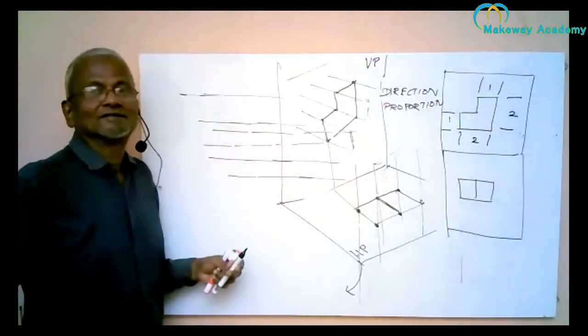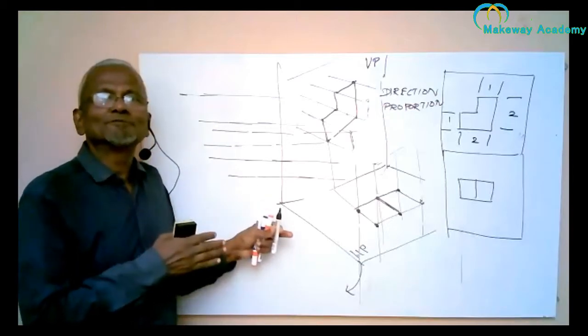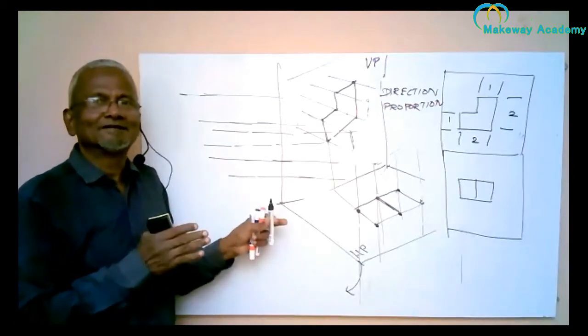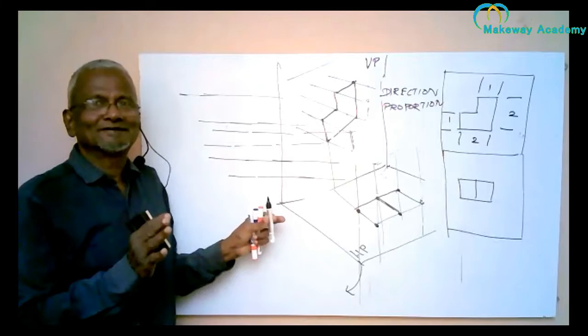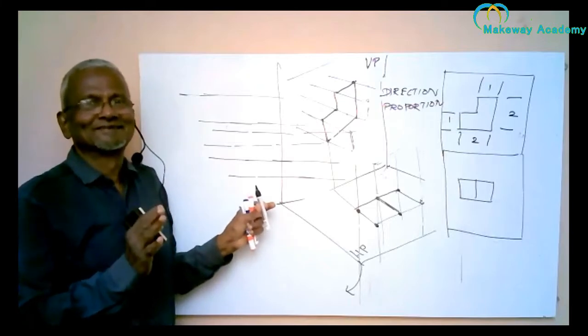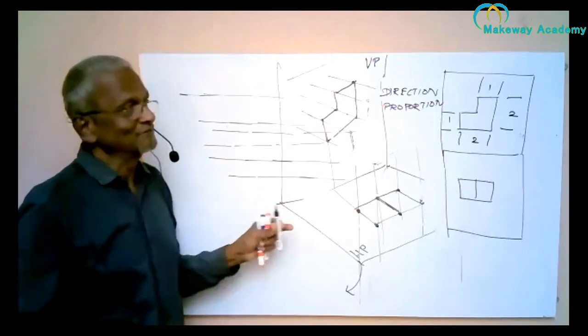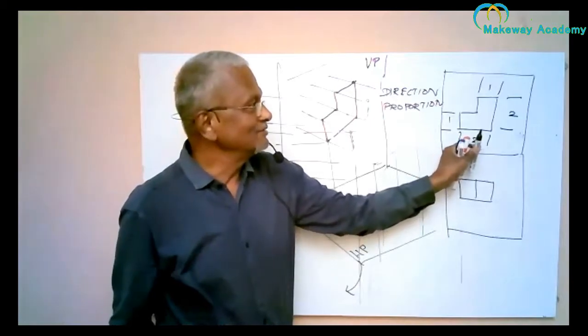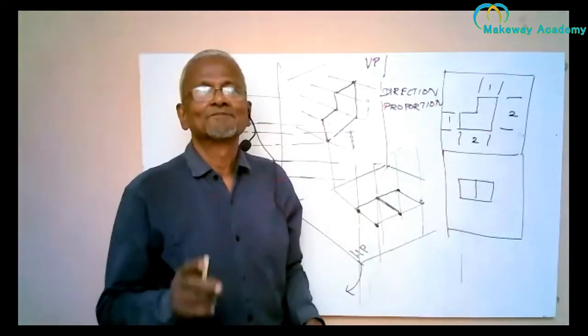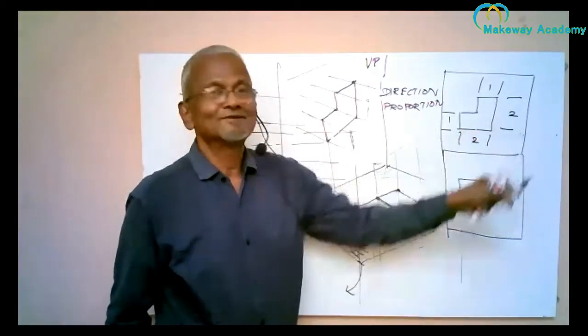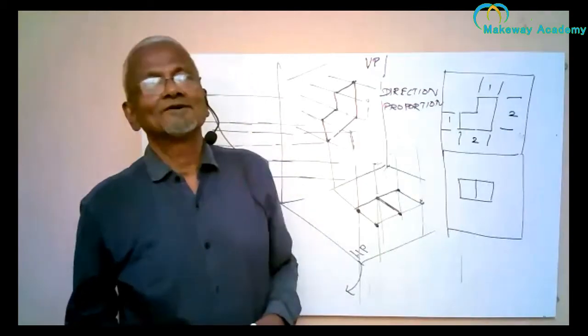So this is direction. A horizontal line should be more or less horizontal. A vertical line should be more or less vertical. That's the point, direction. The next one is proportion. So we need to maintain it. This is 2 units. This is also 2 units. That means this and this should be of more or less the same length.